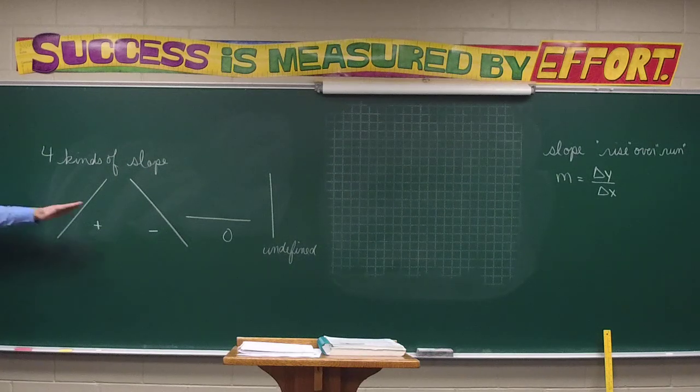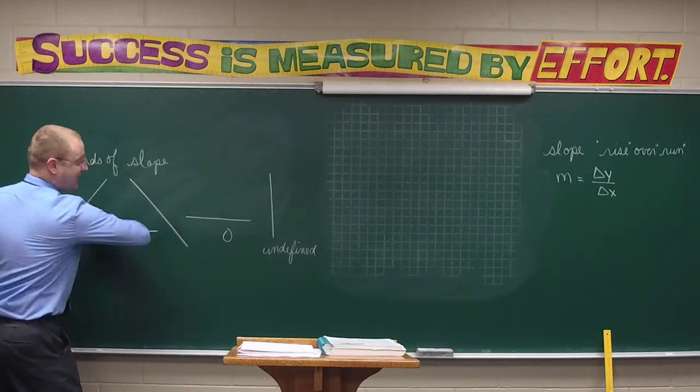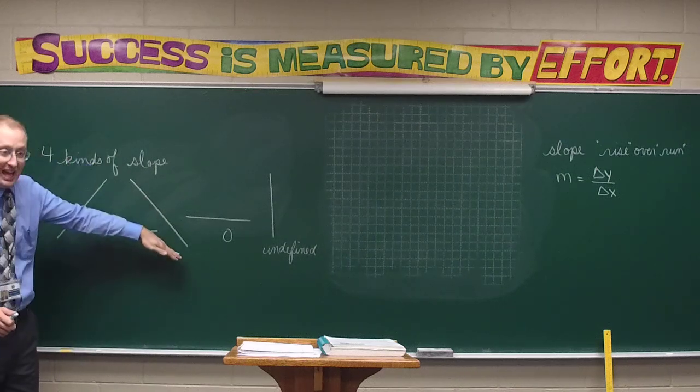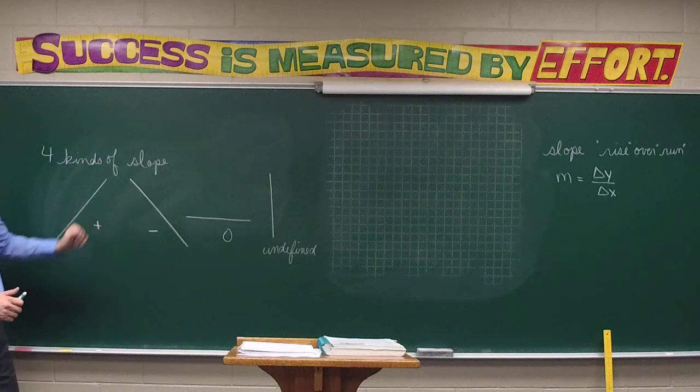And of course, within positive, as I said, there's a whole litany of different angles of positive slope, if you will. There's a whole bunch of different angles of negative slope, but anything that appears to be going up, that is up and to the right, is positive. Anything that appears to go down, or technically up and to the left, is negative. Questions on the 4 kinds of slope?